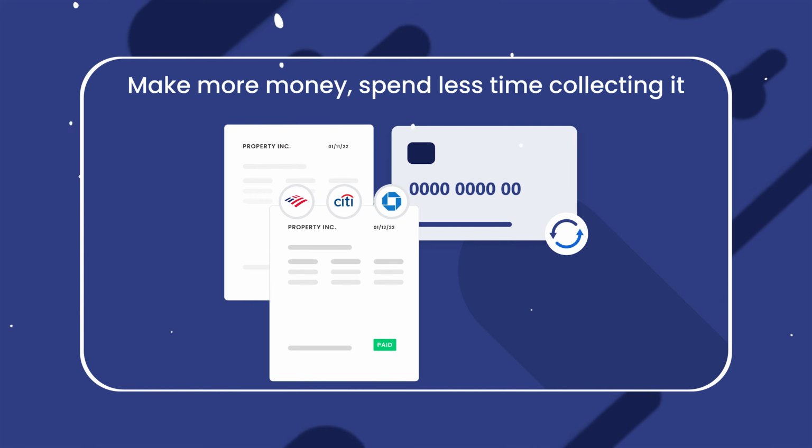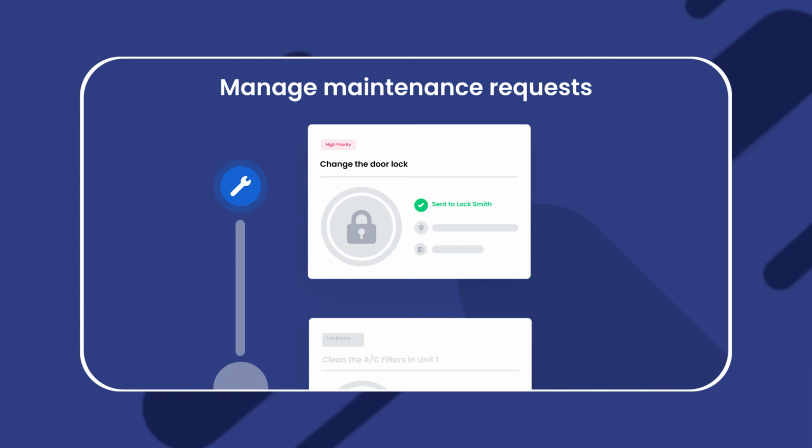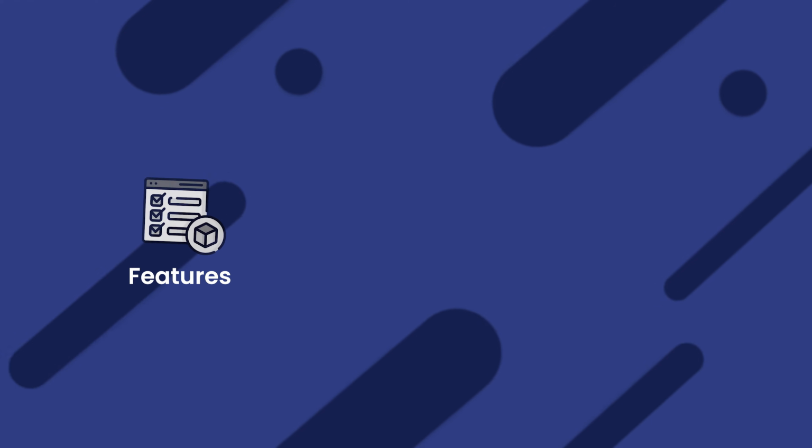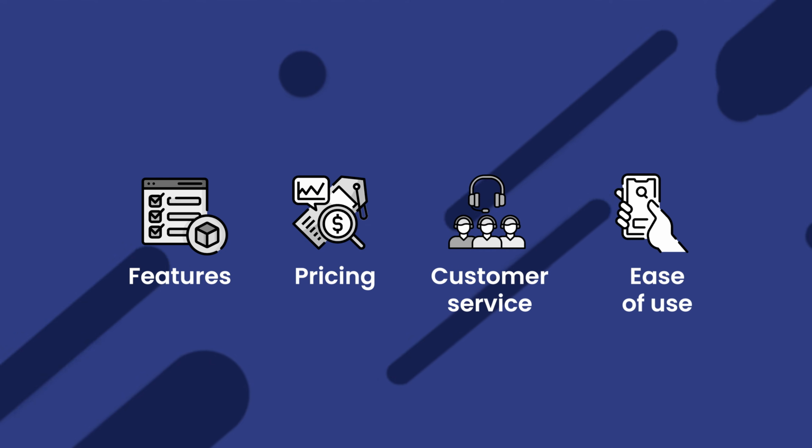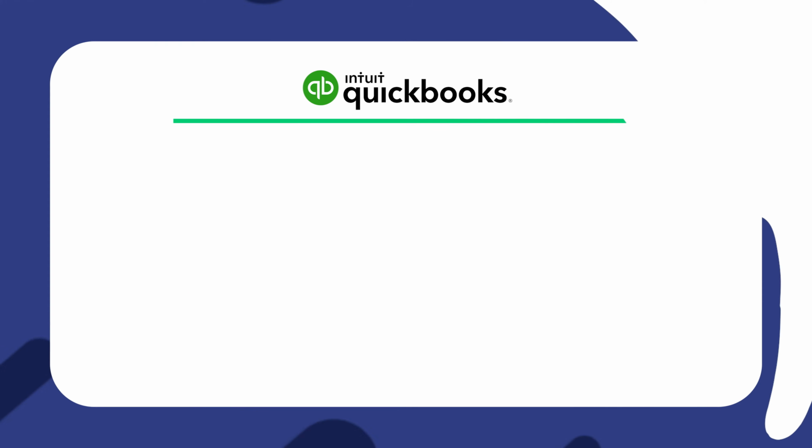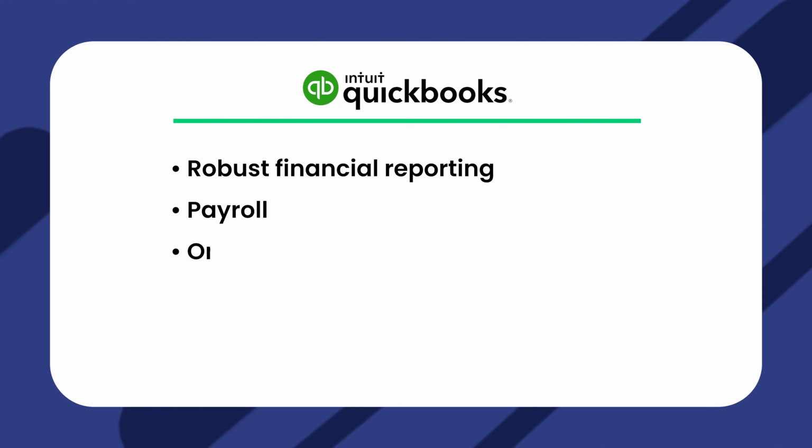Not to mention, QuickBooks doesn't give you access to any features like automated rent collection, tenant communications, maintenance management, and more. So all that being said, let's hop into a comparison of QuickBooks versus DoorLoop based on the features, pricing, customer service, and ease of use. Starting with the features. QuickBooks has a great set of accounting features, including robust financial reporting, payroll, online payments, chart of accounts, and more. These features have caused QuickBooks to be a great solution for small businesses. But as I mentioned before, they might not have everything you need as a property manager.